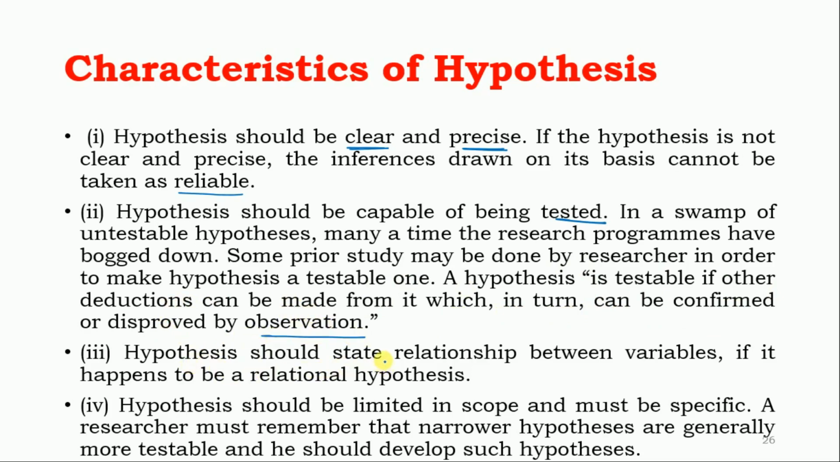Hypothesis should state the relationship between variables if it happens to be a relational hypothesis. A relational hypothesis is another type, and it should give a relationship between various variables. Hypothesis should be limited in scope and must be specific. So it should be specific and limited in scope.